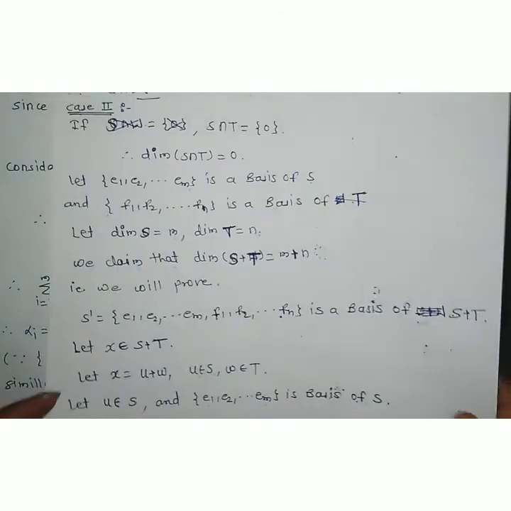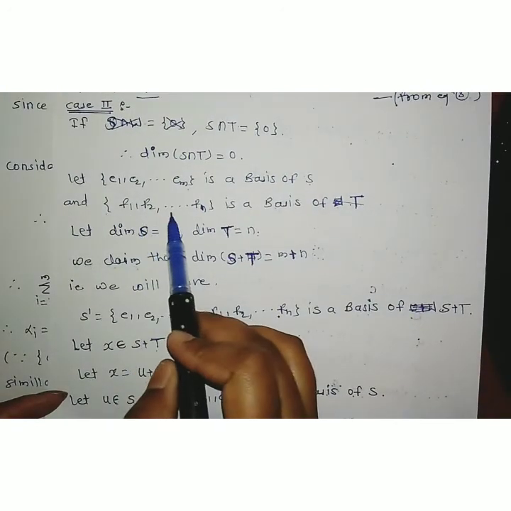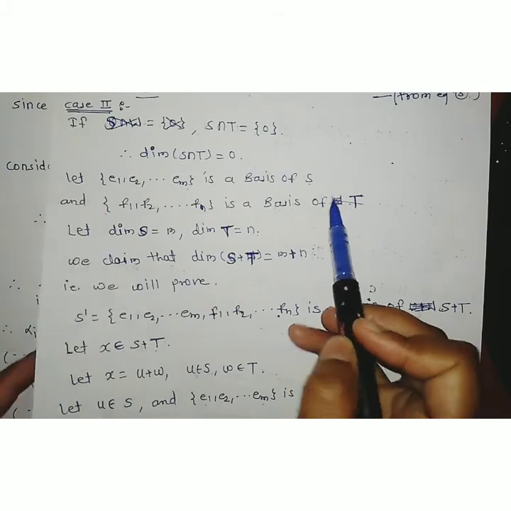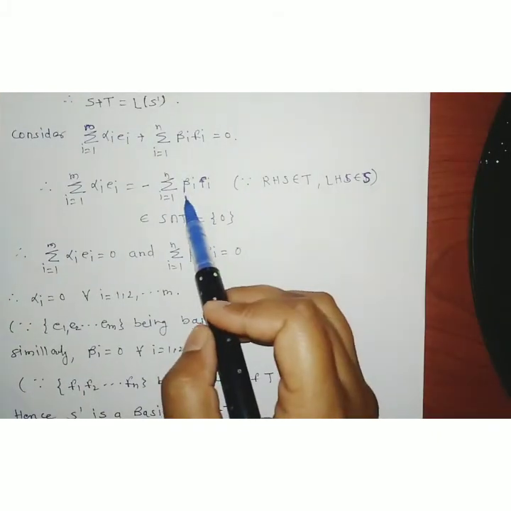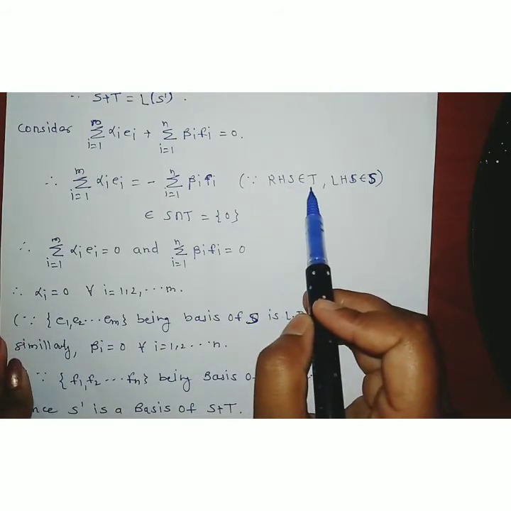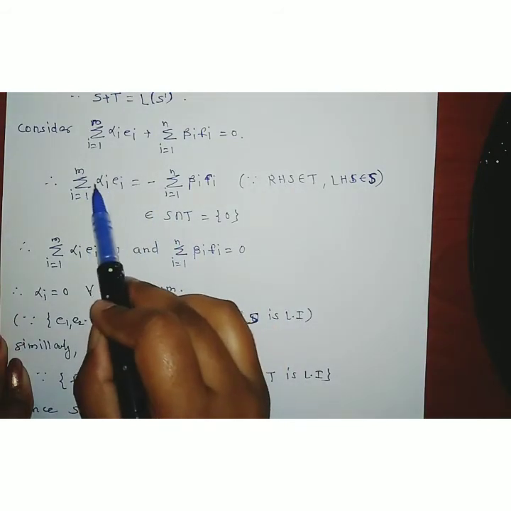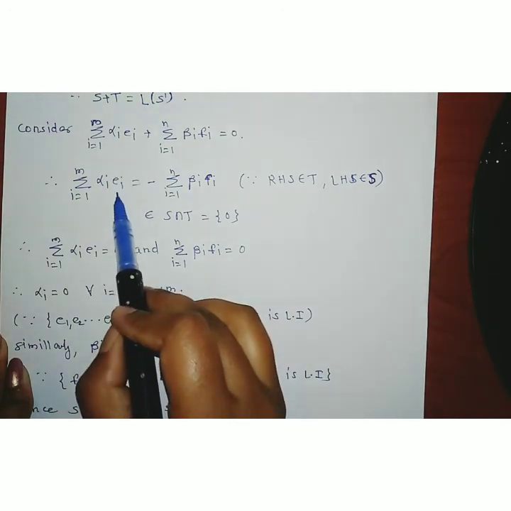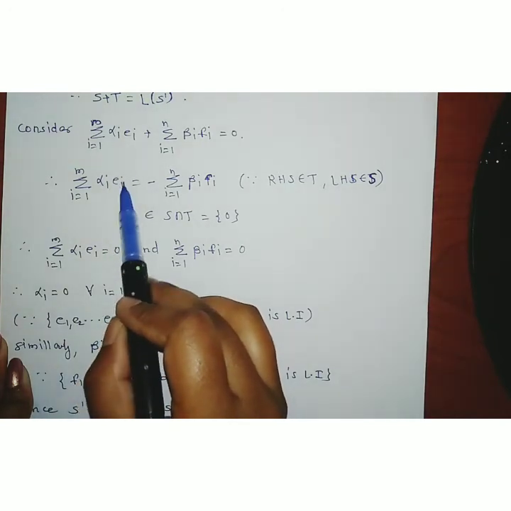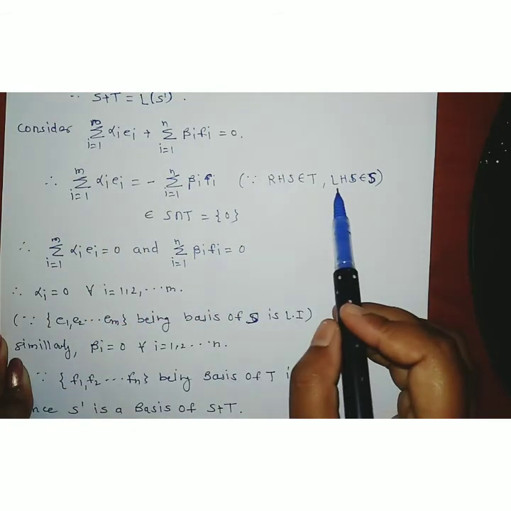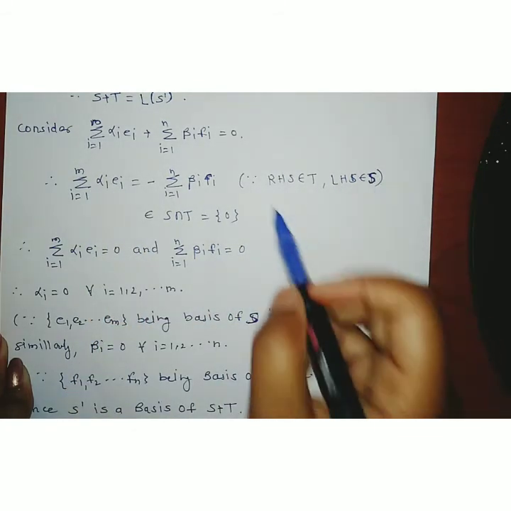Look at here, this set f1, f2 up to fn forms a basis for T. Therefore this linear combination summation beta_i f_i belongs to T, therefore the RHS belongs to T. Now look at here, the LHS is summation alpha_i e_i, a linear combination of these elements e_i, but e1, e2, up to em form a basis for S, and therefore the LHS belongs to S.